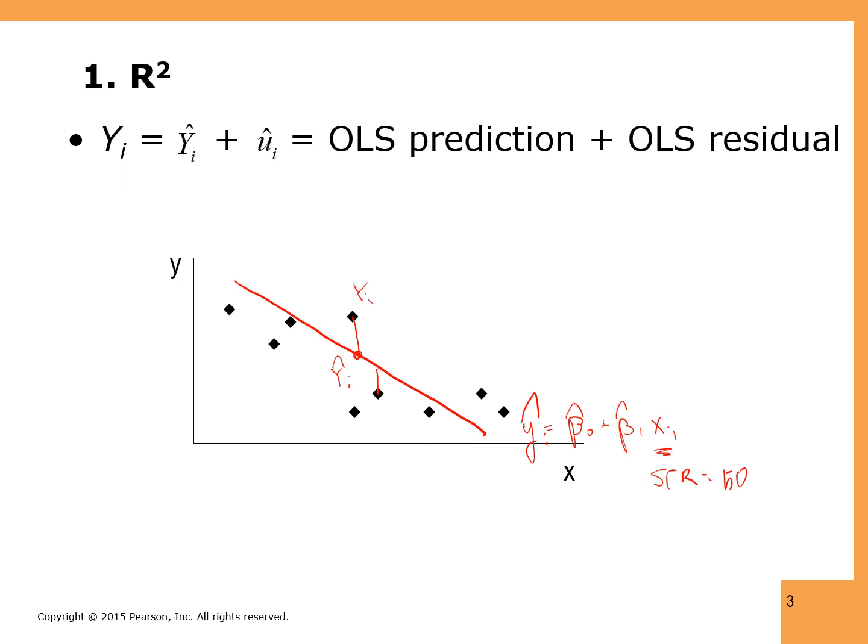Yi is an actual data point. So even though your predicted test score is, say, 600, your actual test score is 620. So the difference, 20 test score points, is actually u hat i, or the OLS residual. This is something that is not explained by the regression line.